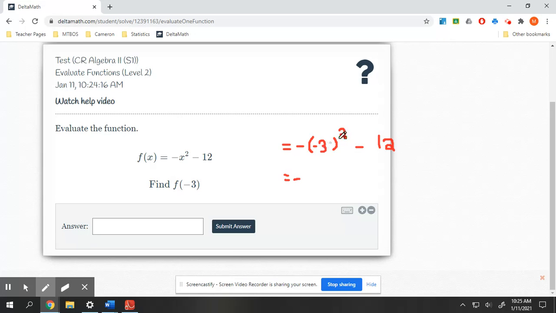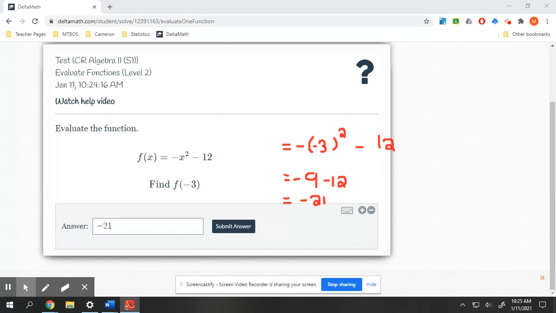So we're going to leave this negative alone. And then finally, negative 3 squared, negative 3 times itself is 9. So we have negative 9 here. And then finally, we still have our minus 12. And if I do this, negative 9 minus 12, that is going to give me negative 21. All right, so please, please, please be careful.